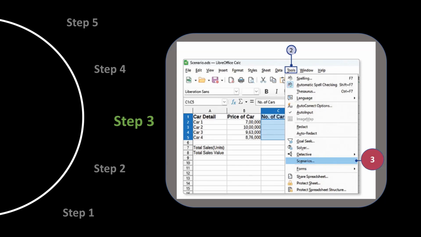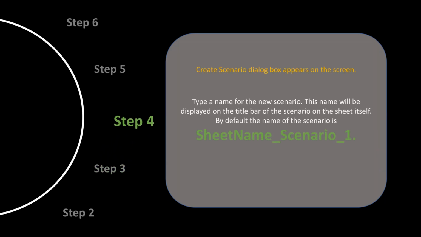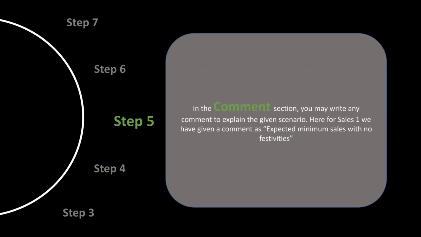The Create Scenario dialog box appears on the screen. Type a name for the new scenario. This name will be displayed on the title bar of the scenario on the sheet itself. By default, the name of the scenario is Sheet Name, Scenario 1. Now step 5. In the comments section, you may write any comment to explain the given scenario. Here for Sales 1, we have given a comment as expected minimum sales with no festivities.